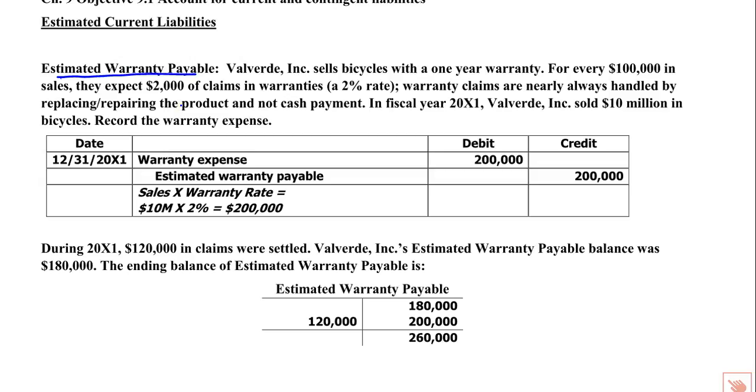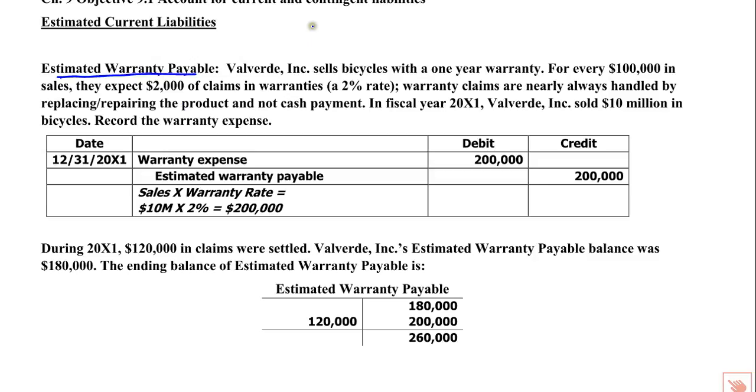When a company sells a product, they know they're going to have some returns, and they have a history and experience with that. So we're trying to match the expense with the revenue generated. When they make the sale, they know they're going to get some amount of returns. They're going to estimate it and recognize the expense at that time. When the return happens, they won't have the expense. They'll just remove the liability.